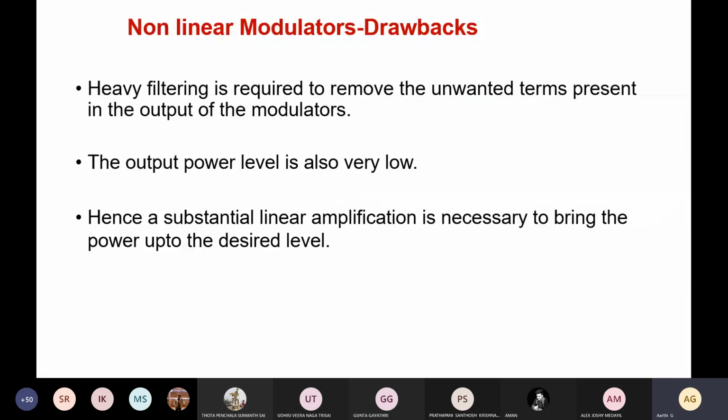So what are the drawbacks? Here heavy filtering is required to remove the unwanted terms present in the output of the modulator.